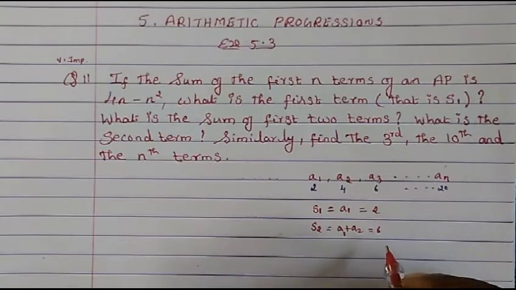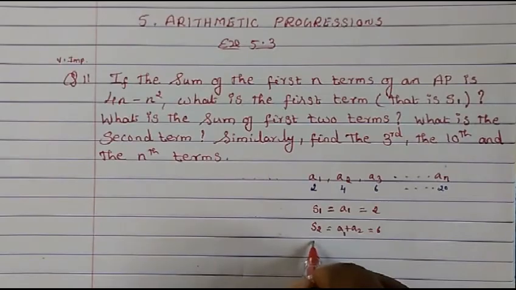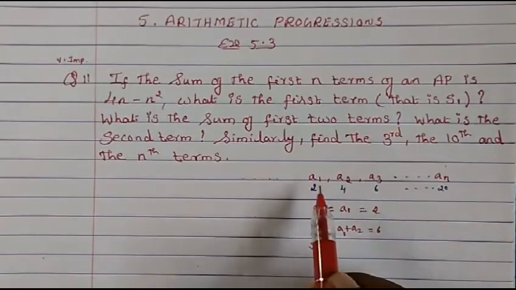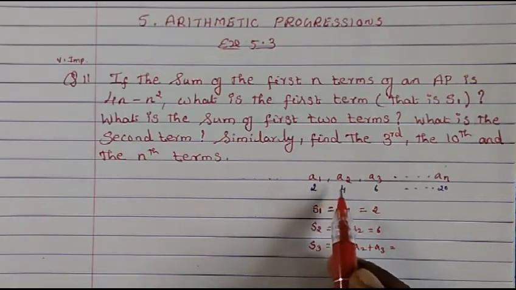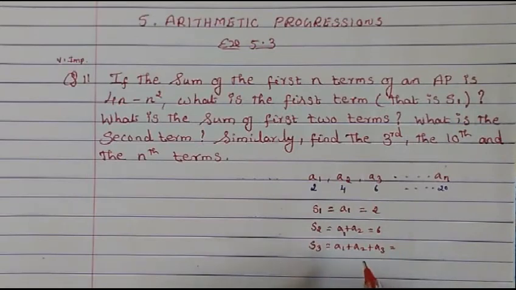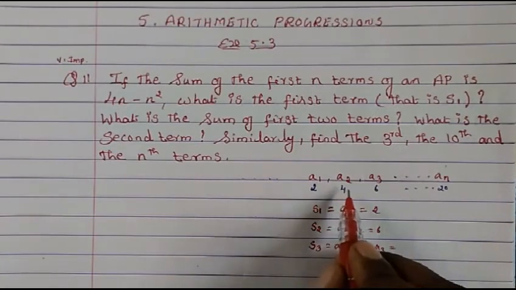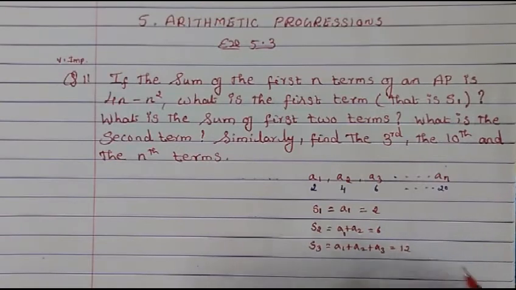Now same way, if I want S3, that is the sum of three terms, three terms means A1 plus A2 plus A3. So A1 plus A2 plus A3 will give me the sum of three terms. That is 2 plus 4 plus 6. 2 plus 4 is 6, 6 plus 6 will be 12. I hope you are understanding. So sum of first term is A1 only. Then sum of two terms means A1 plus A2. Sum of three terms means A1 plus A2 plus A3.